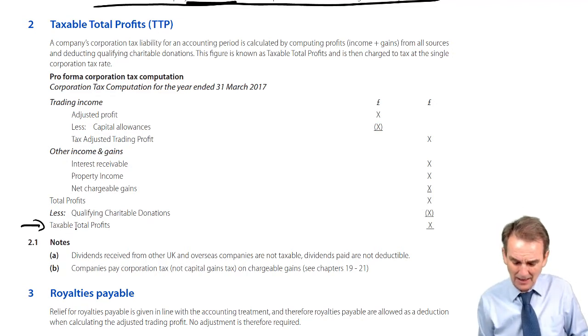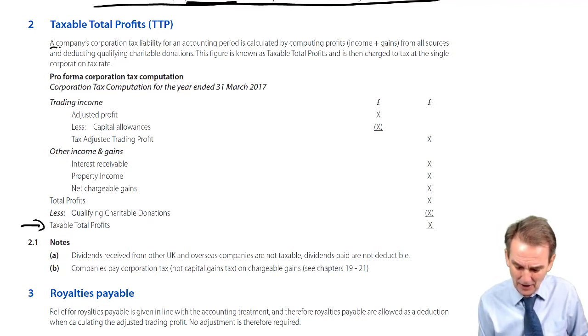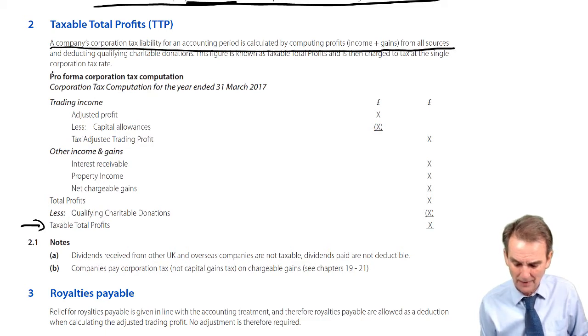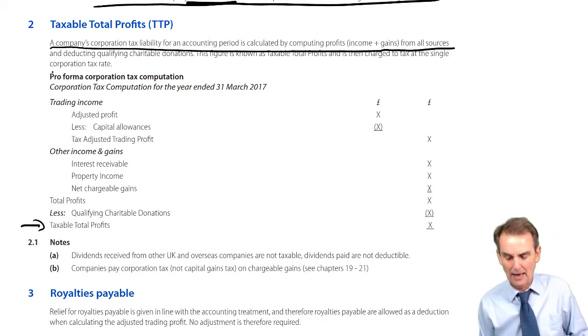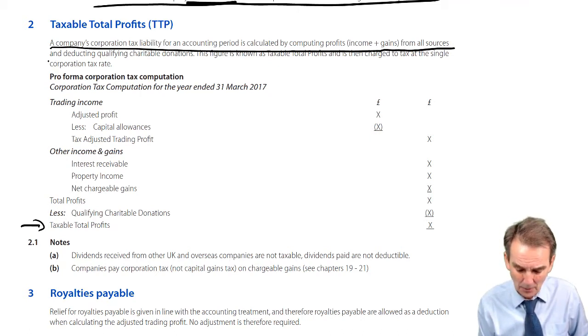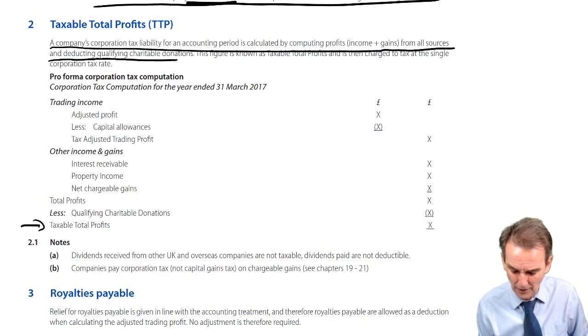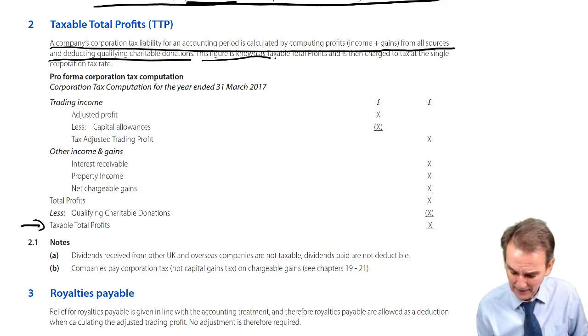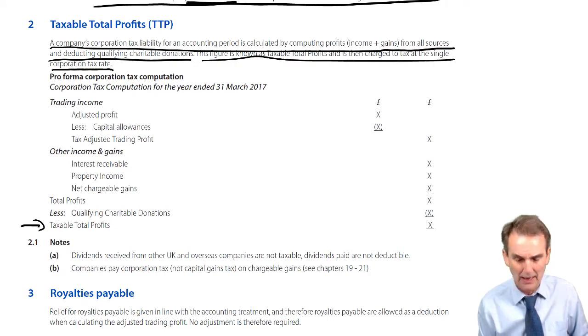We said we calculate TTP. Up here we've just stated company's corporate tax liability for the accounting period calculated by computing profits, income and gains from all sources. Taxable total profits there, we're going to include our worldwide income and gains from all sources. But we also get to deduct qualifying charitable donations. This figure is known as TTP, as charge of tax at the single corporate tax rate.